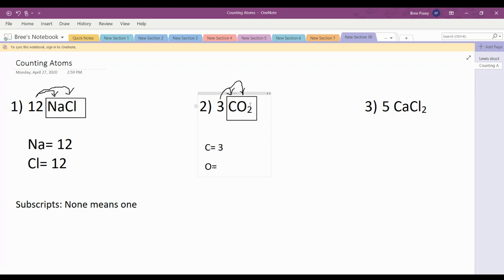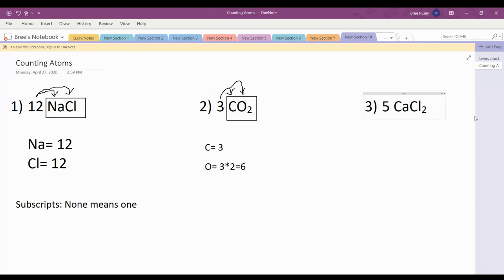And for O, I'm going to have to multiply. Why am I doing that? Because I have both a coefficient and a subscript, and when I have both of those things, I have to multiply them. So O is going to be 3 times 2 equals 6. So there we go, I just counted both of those atoms.